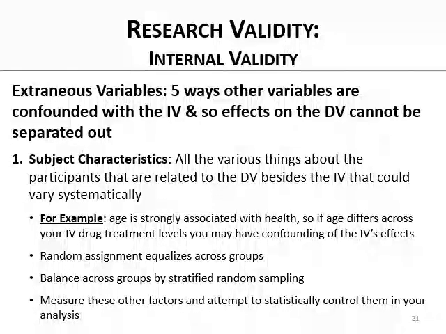Or alternatively, what folks do, if you can't randomly assign, you can always measure those things that are potential confounders, that are subject characteristics, and you can adjust them using something called covariate analysis.